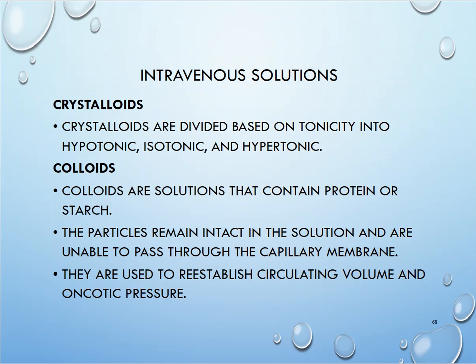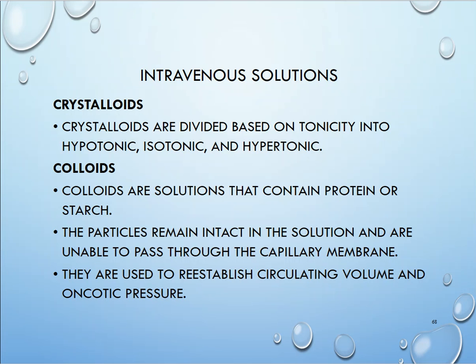So now we're going to talk a little bit about the different types of intravenous fluids. Crystalloids, remember, are just solutions with small molecules, usually electrolytes, and they are able to pass through cell membranes. So these fluids are primarily used for fluid and/or electrolyte maintenance and replacement. Crystalloids are further divided into categories based on the tonicity of the fluid compared to normal blood plasma. So we talked a little bit before about the hypotonic, isotonic, and hypertonic.